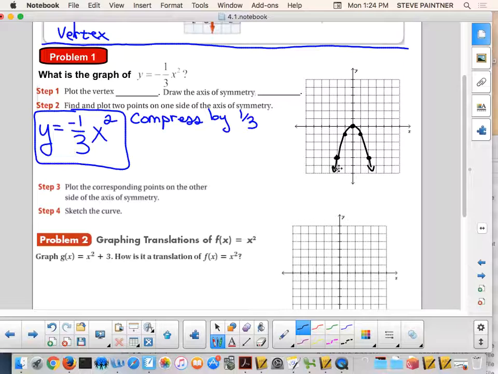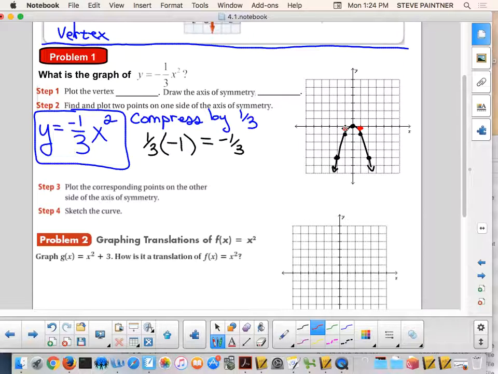So we have to go down 1/3 of what the parent did. The parent went over 1, down 1. So we're not going to go down 1. We're going to go down 1/3 of negative 1. What's that? We're going to go down 1/3. Okay, so here I go. Over 1, down 1/3, left 1, down 1/3. You can already tell I'm slowing down.